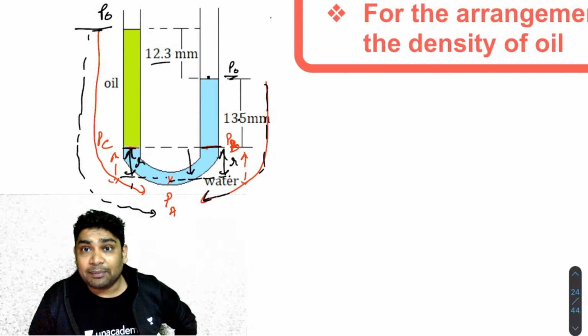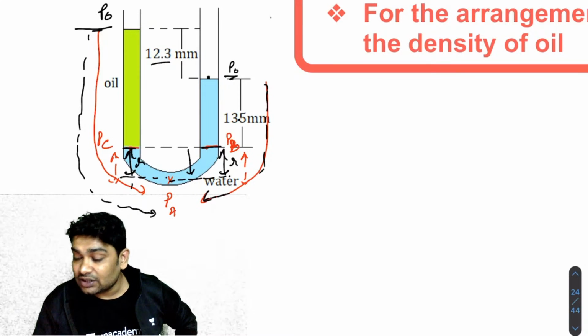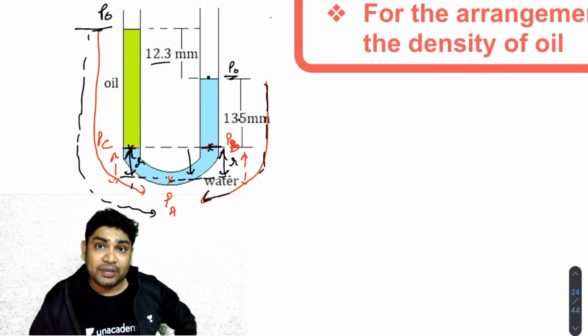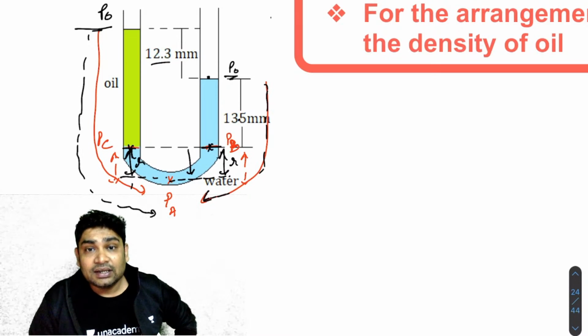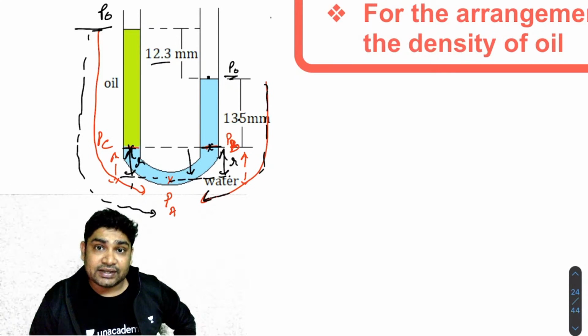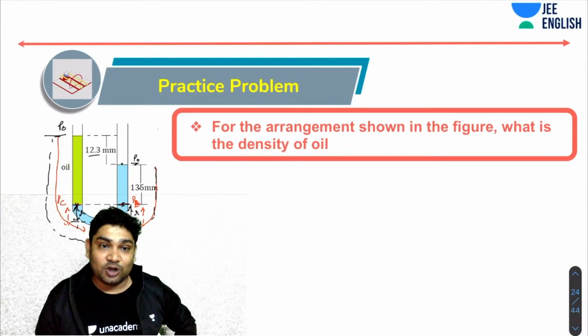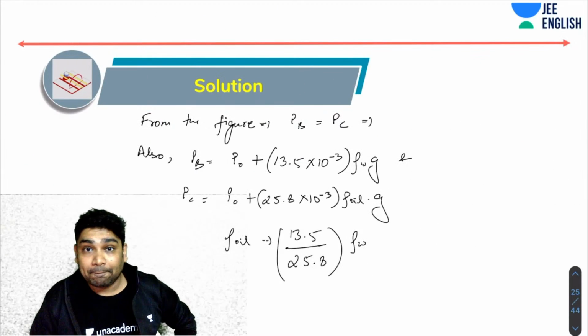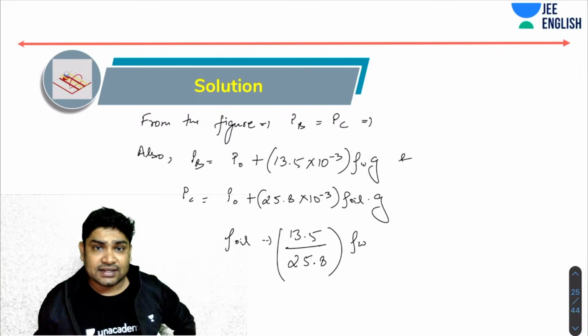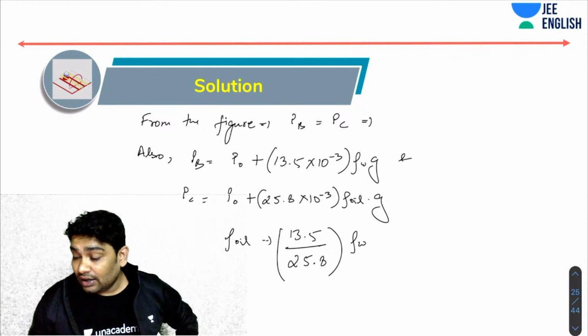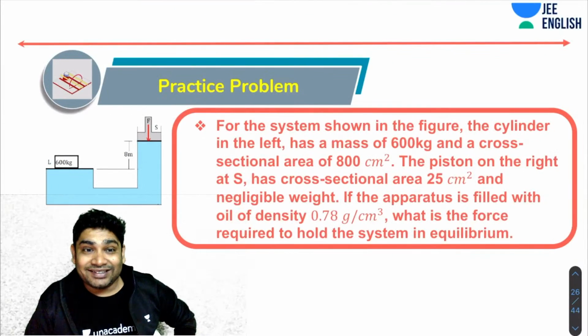Once you realize that if this is point B and this is point C, then pressure at B will be equal to the pressure at C. Now solving the question is very easy. That is all we did. That was the logic that we used. And this is the answer that we are getting. So let's talk about another question then.